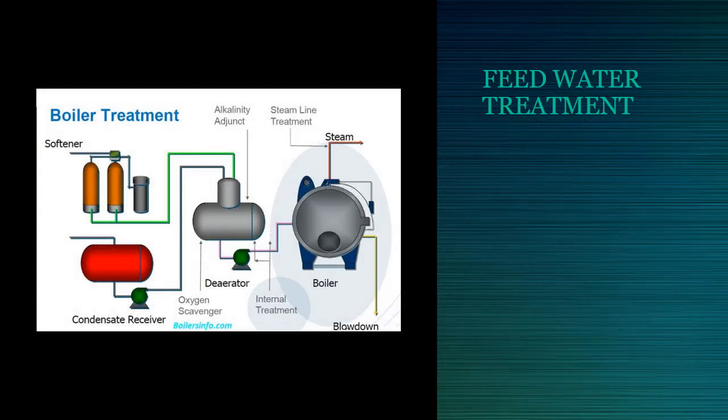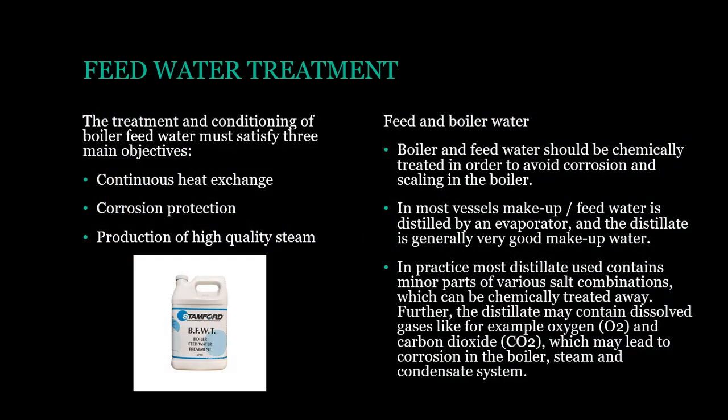Feed water treatment. The treatment and conditioning of boiler feed water must satisfy three main objectives: continuous heat exchange, corrosion protection, production of high-quality steam. Boiler and feed water should be chemically treated in order to avoid corrosion and scaling in the boiler. In most vessels, makeup/feed water is distilled by an evaporator, and the distillate is generally very good makeup water. In practice, most distillate used contains minor parts of various salt combinations, which can be chemically treated away. Further, the distillate may contain dissolved gases like, for example, oxygen, O2, and carbon dioxide, CO2, which may lead to corrosion in the boiler, steam, and condensate system.